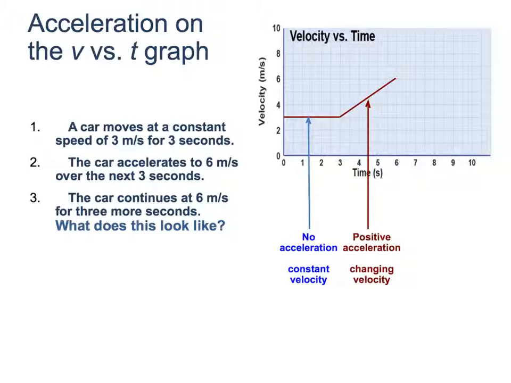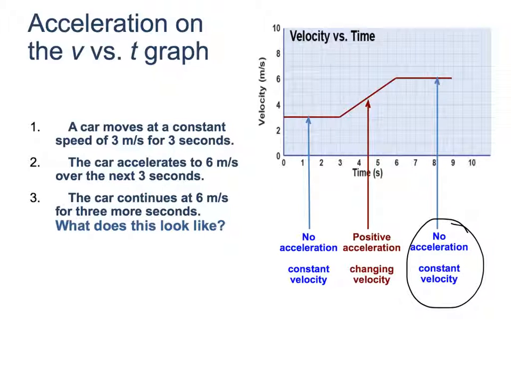Okay, the car continues at 6 meters per second for another 3 seconds. What would this look like? So now, again, we have no acceleration, and we have another flat line. It stays at the same velocity, which is 6 meters per second.